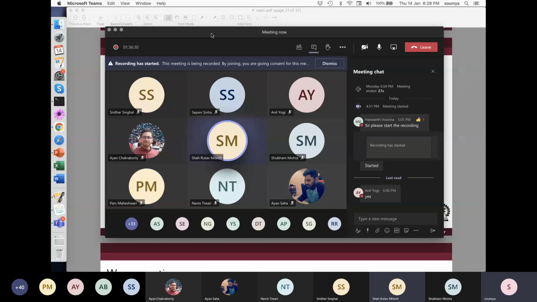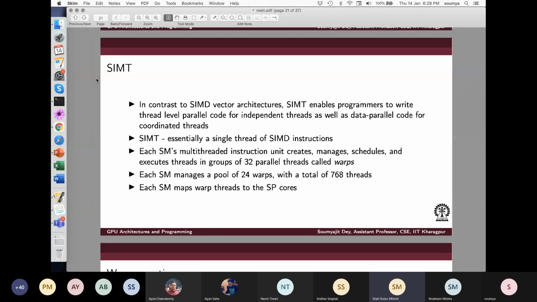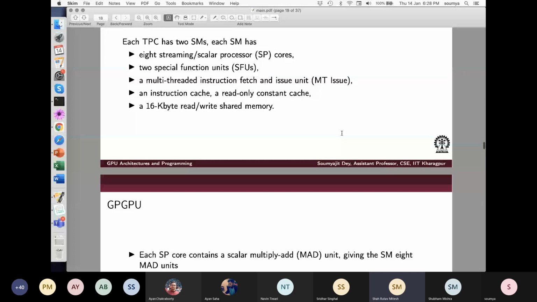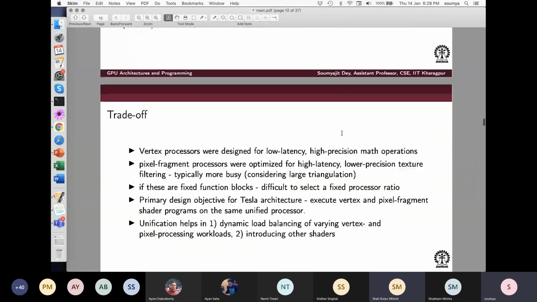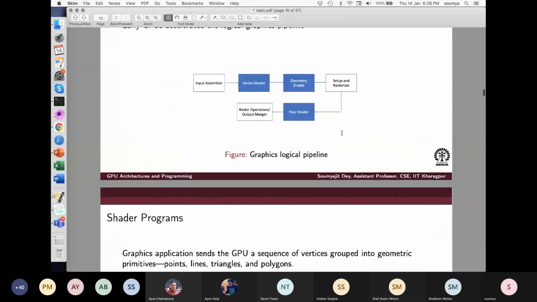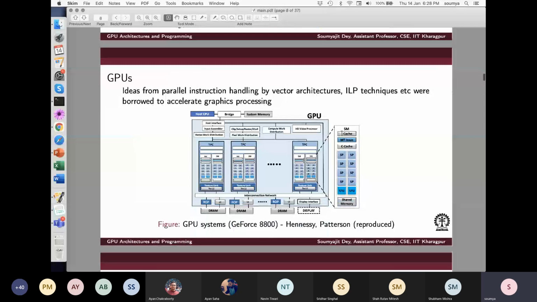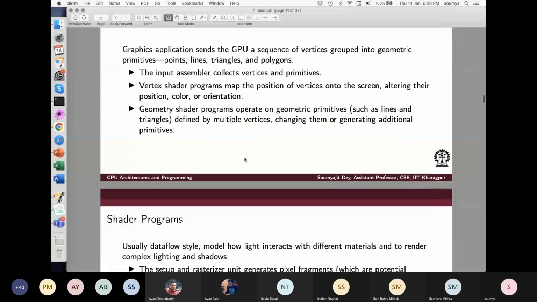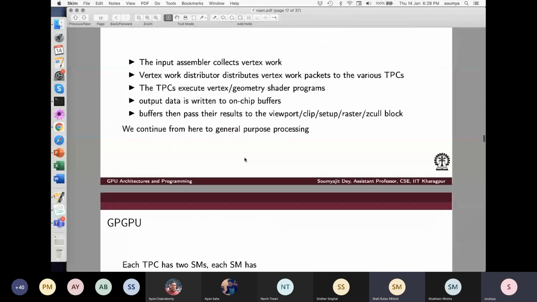Sir, can you open the memory hierarchy for Fermi GTX 480? Can you just tell the slide number? This one? Just a minute.